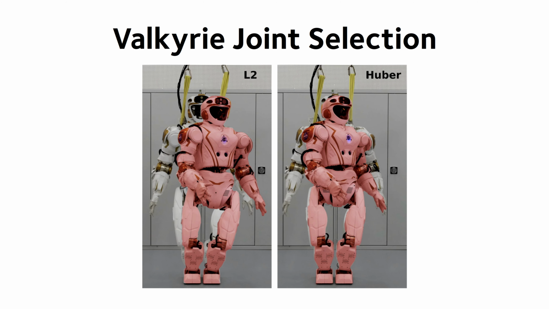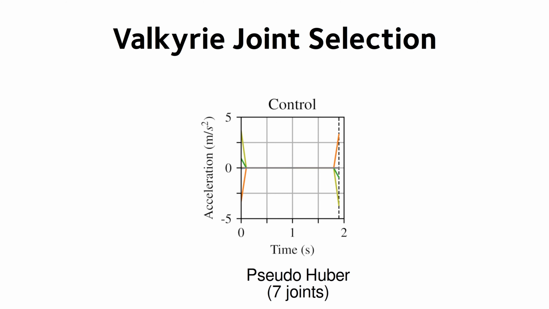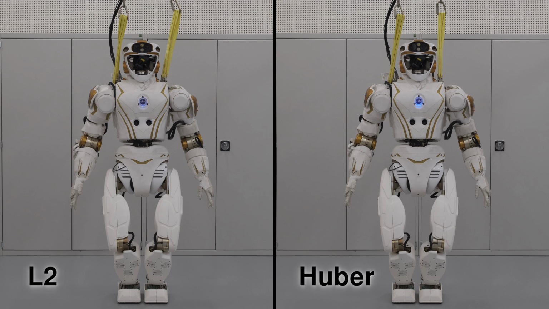Another application of the sparsity-inducing cost function is to select the smallest subset of robot joints required to perform a task. We successfully applied pseudo-Huber regularization to a kinodynamic optimal control problem on the Valkyrie robot performing a reaching task. The L2 regularized solution exploits 28 robot joints, while the sparse solution only uses 7 joints. The controller is able to track the trajectory using fewer joints much more accurately.